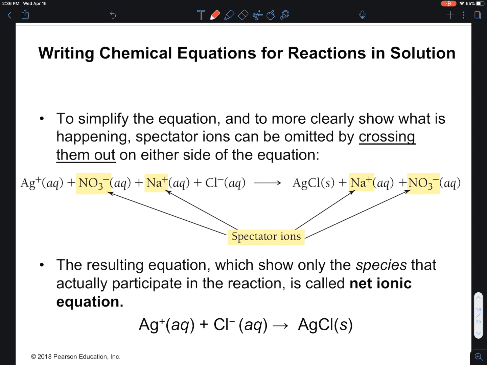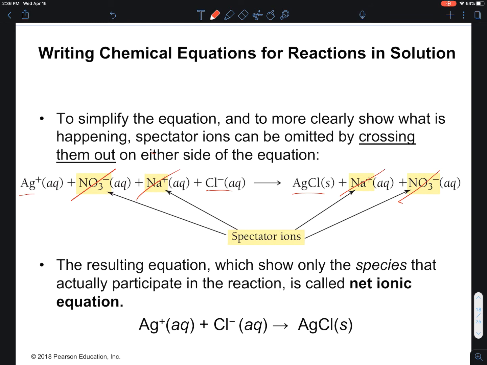Once you notice your spectator ions, what you're going to do is cross them out, because they don't participate in the reaction. Net ionic equations only indicate the ions that participate in the reaction to form product. Spectator ions don't, and so you cross them out. To go from your total ionic equation to a net ionic equation, you want to cross out everything that shows up twice. So nitrate, sodium, and sodium, right? And then all you have left is silver chloride and silver chloride in the products.